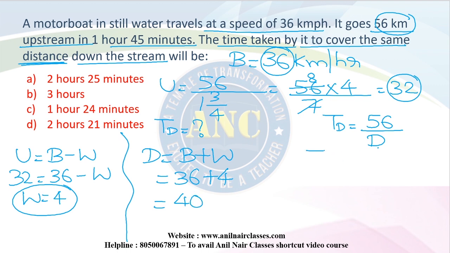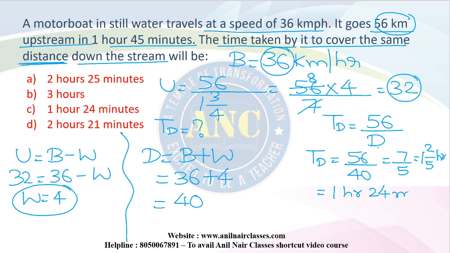So basically downstream time is 56 divided by 40, which is nothing but 7 divided by 5. 7 by 5 hours is nothing but 1 2 by 5 hours. 1 2 by 5 hours is 1 hour, 2 by 5 hour. If you calculate it, 2 by 5 into 60 minutes, it is 24 minutes. So 1 hour 24 minutes should be the answer for this question.